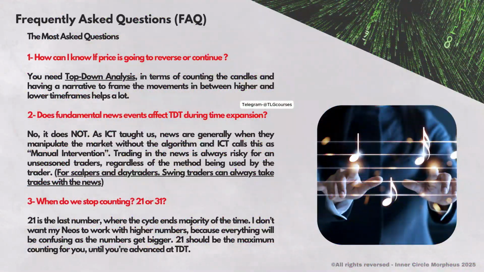Let's look at other most asked questions now. First question, how can I know if price is going to reverse or continue? You need top-down analysis for this, Neo. Counting on different time frames will help you to frame the movements, both on higher and lower time frames, so you won't have any issue with this once you are advanced at counting.